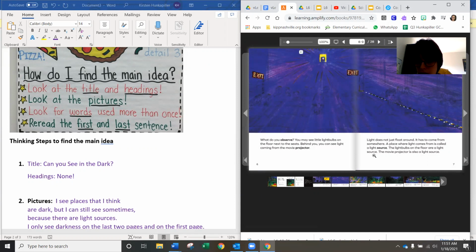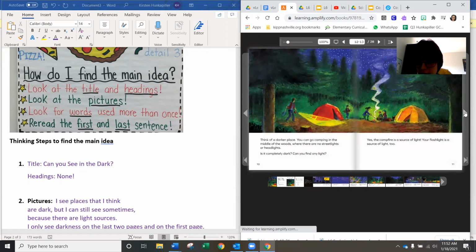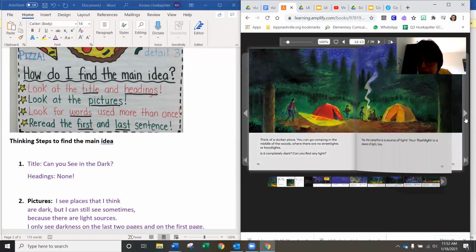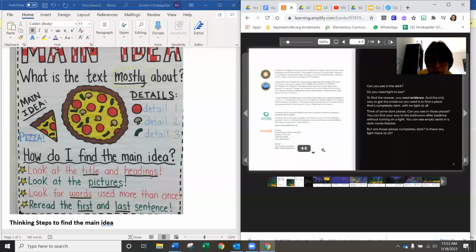Source. I see source, source, and source or light source. I see the word evidence a lot too. I see dark, dark, darker, dark again, sources again. Wow, then there's light again. I'm going to write some of these words down that I heard or saw more than once.